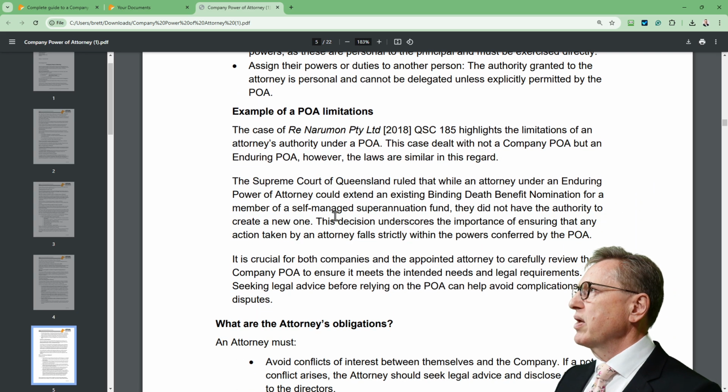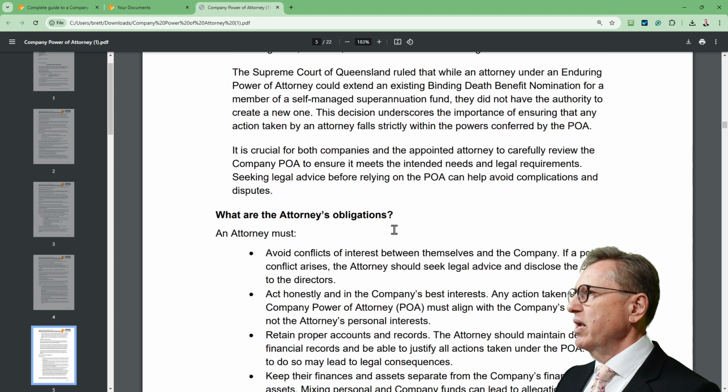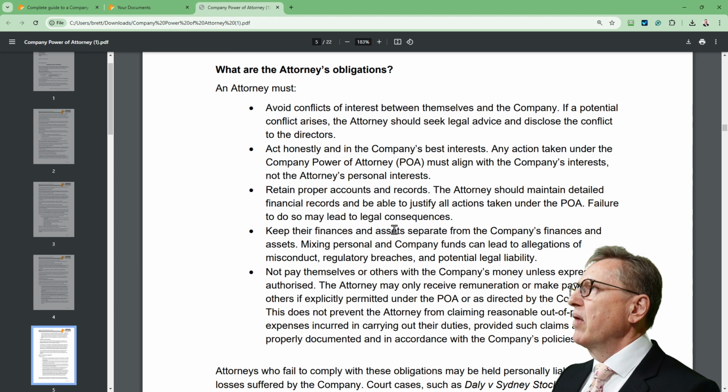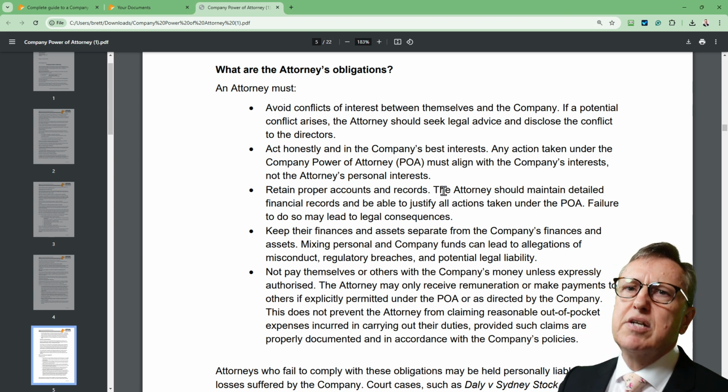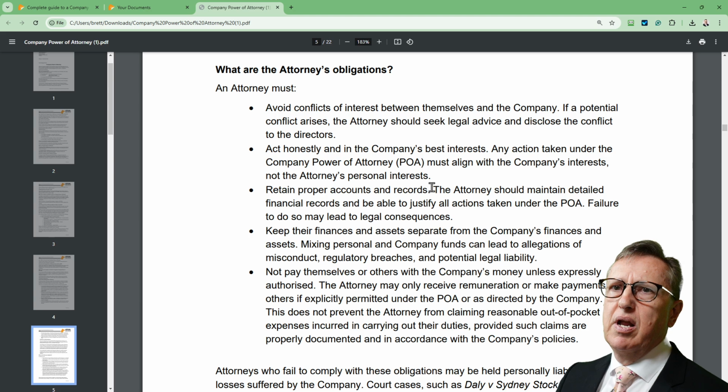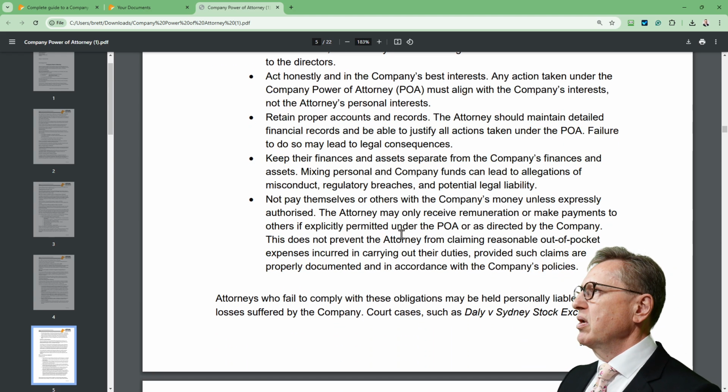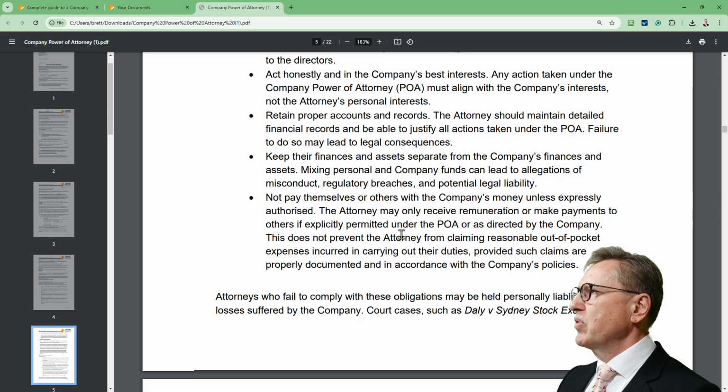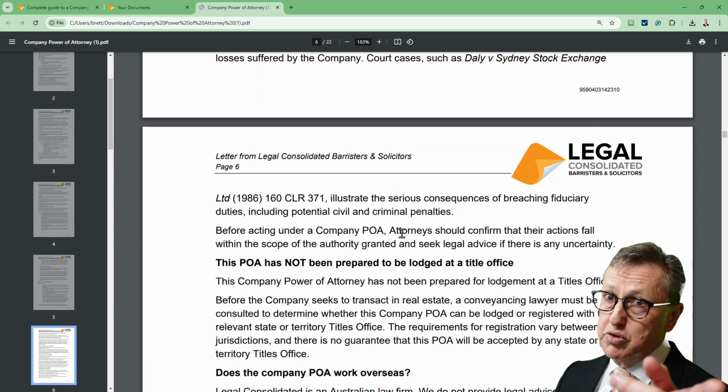There's a very interesting court case in Queensland. The obligations of the attorneys, again, there are huge fiduciary obligations on the poor old attorney, big risks for them, but not as much risk as the director.